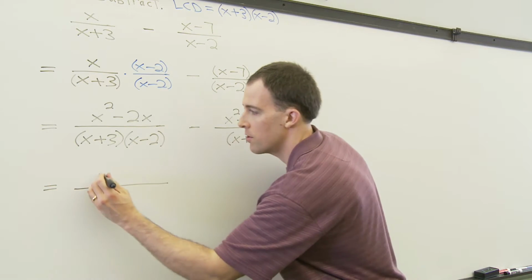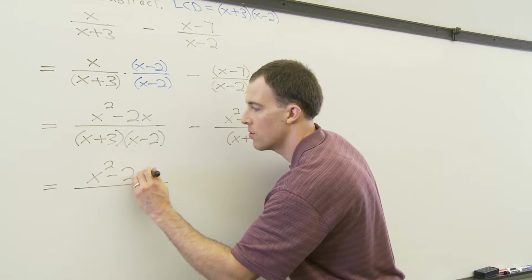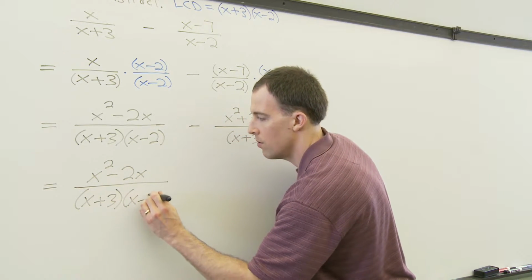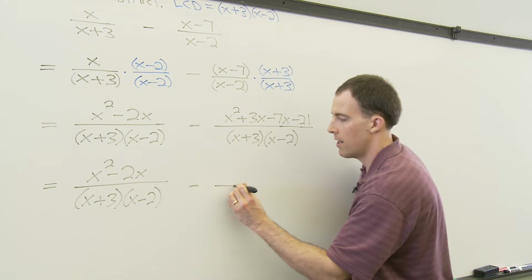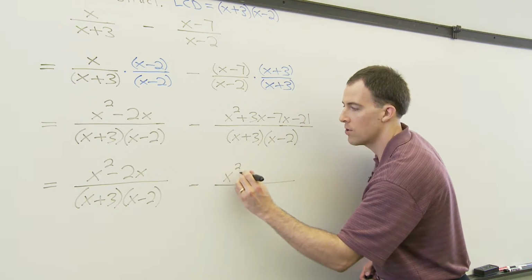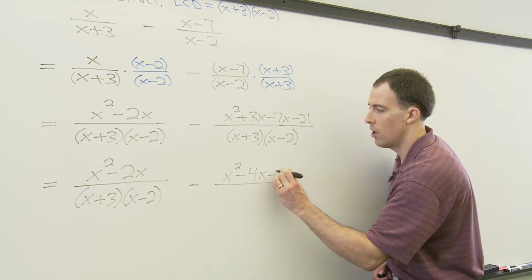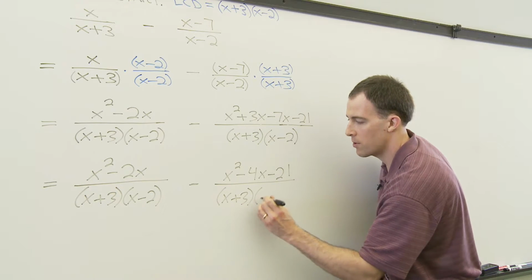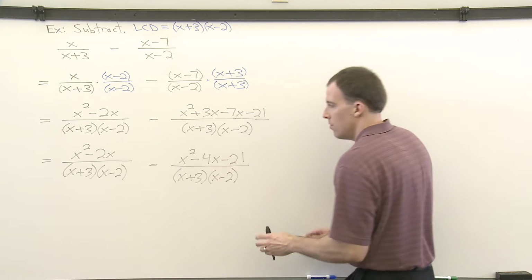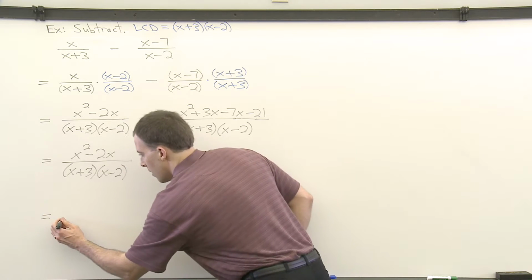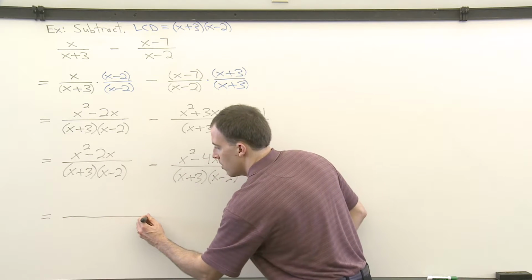I'm going to just bring the first fraction down here. We've got x squared minus 2x all over x plus 3 times x minus 2. And we're then subtracting this other fraction. We've got a 3x and a negative 7x, which makes negative 4x. So x squared minus 4x minus 21 all over x plus 3 times x minus 2. The two fractions are ready to subtract. So I'm going to write it as a single fraction now over top of the common denominator.